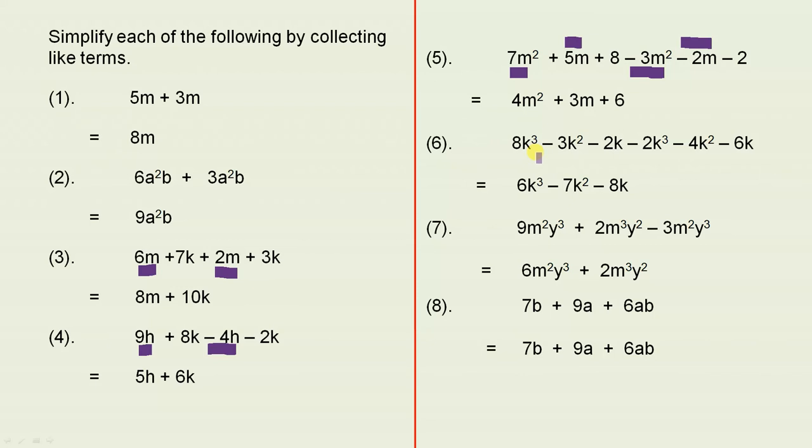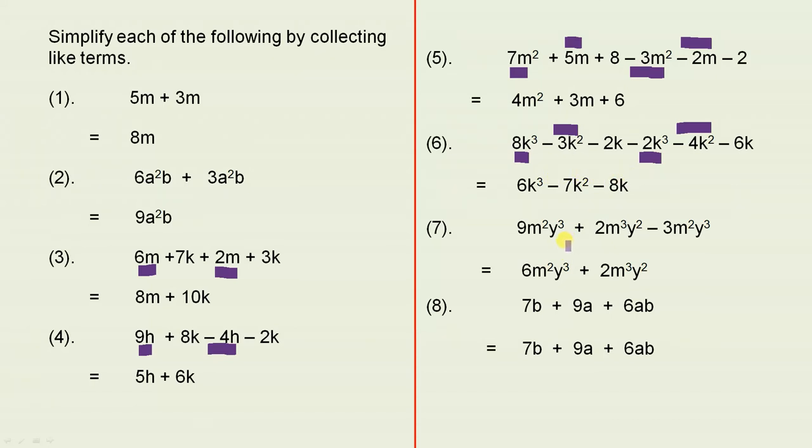Very similar here. 8k cubed minus 2k cubed gives you 6k cubed. Minus 3k squared minus 4k squared gives you minus 7k squared. And minus 2k minus 6k gives you minus 8k. You cannot add them together because the indices are different, or the powers are different.